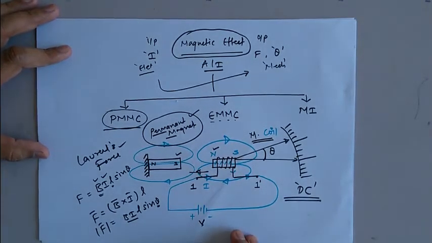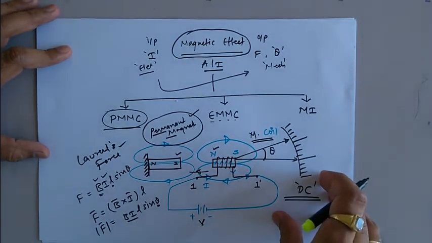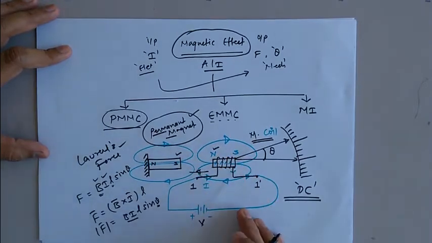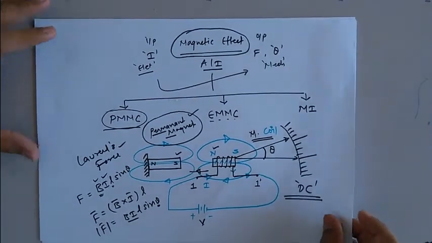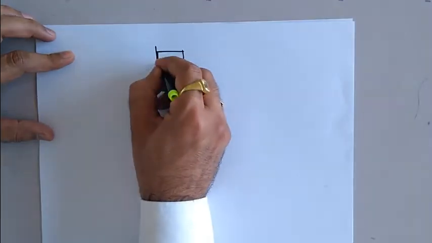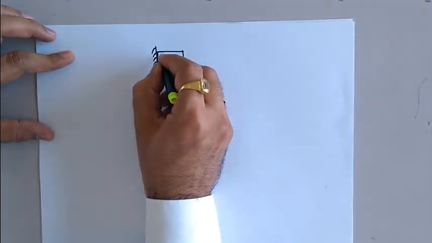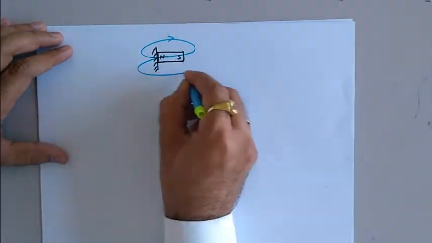Now let us analyze what will happen when an alternating source of current is connected as an input to this coil, whether this PMMC instrument is going to work or not. So for that, let us consider the same arrangement. Here we have a permanent magnet. Let this be the north pole and this the south pole, and depending upon its polarity it will generate its own magnetic field externally like this.